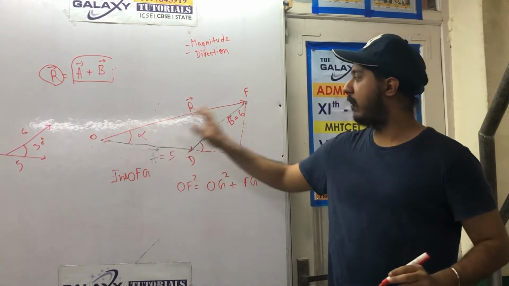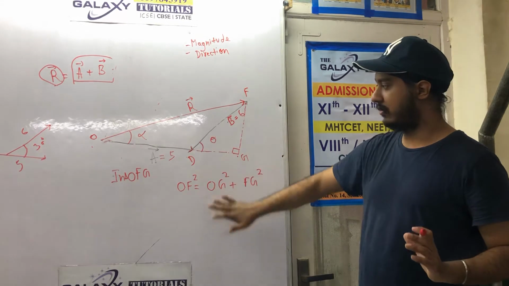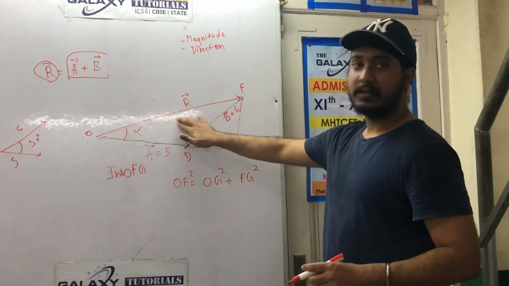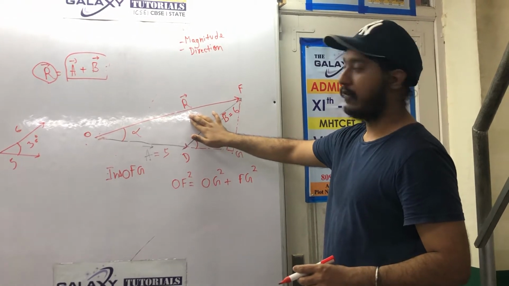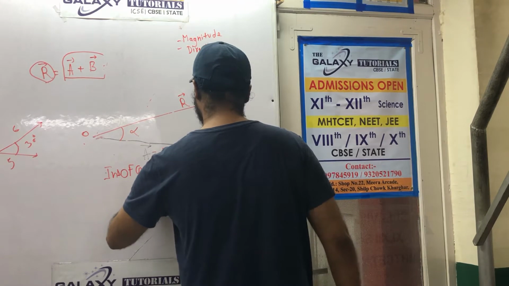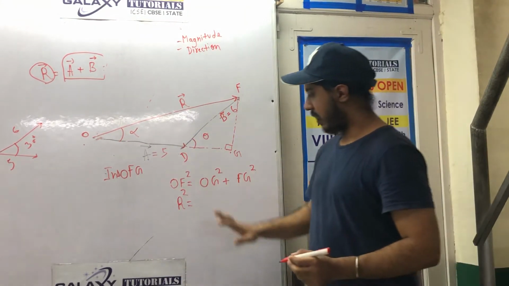Okay, OF square is equal to OG square plus GF square. You all know this Pythagoras theorem. Okay, so what is OF here? OF is R square, and this is the thing that we have to find here. I told you we are trying to find the magnitude of R, so R square.